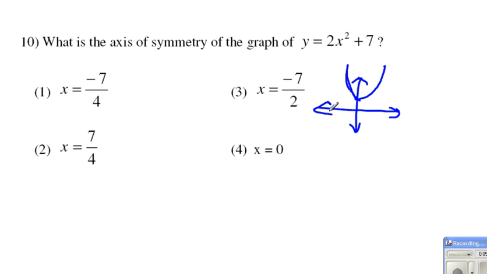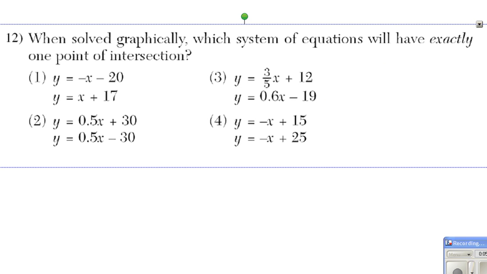So in this case, what is the axis of symmetry? Which is the y-axis, which means x equals 0.